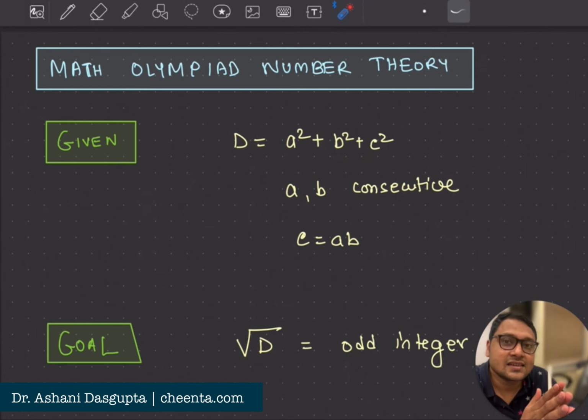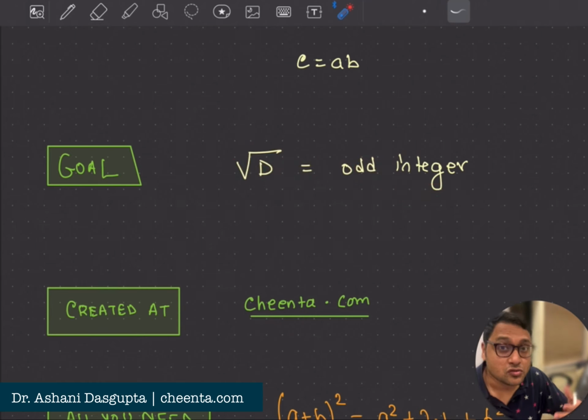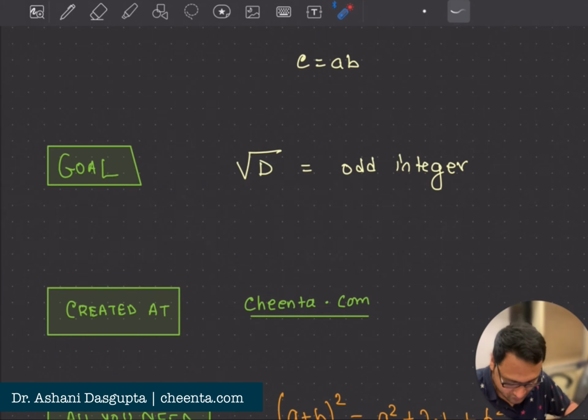With this, you have to show that the square root of d is an odd integer. So it's not only an integer, it's an odd integer. So this is a perfect square. That's the first thing we have to show.